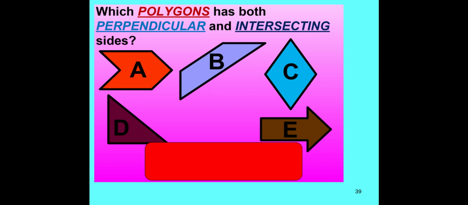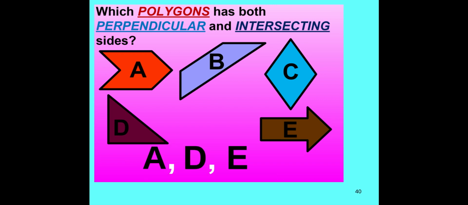Which polygons has both perpendicular, so lines crossing at a right angle, and intersecting not perfect right angle sides? So I'm looking for which shapes have a right angle and have angles that are not a right angle. Pause your video and pick out your shapes. Hopefully you took a second to think about it. Our perpendicular and intersecting shapes are A, D, and E.